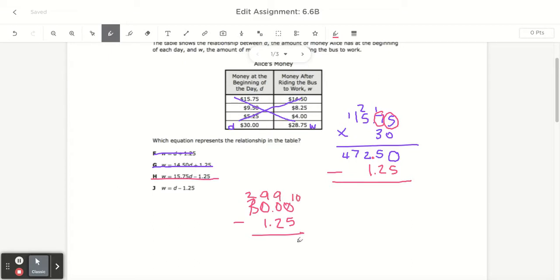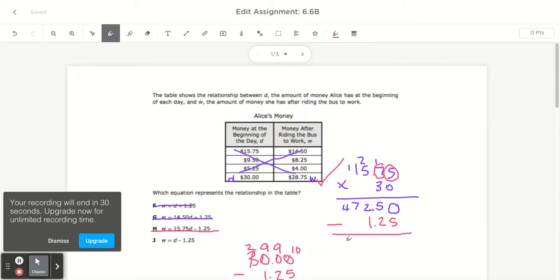All right, 10 minus 5 is 5. Bring down my decimal, 8. Oops, 2 minus 1. All right, $28.75, and that is what it said I would get. Again, if you take D, which is $30, and subtract $1.25, which I did, you should get W, and I got W. Okay, so you're going to use this information to complete your assignment.